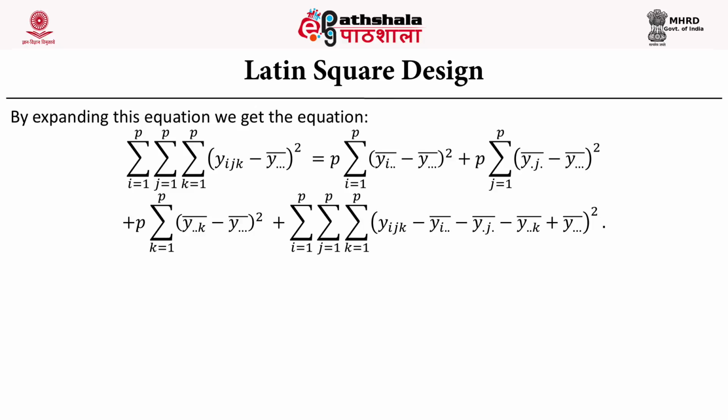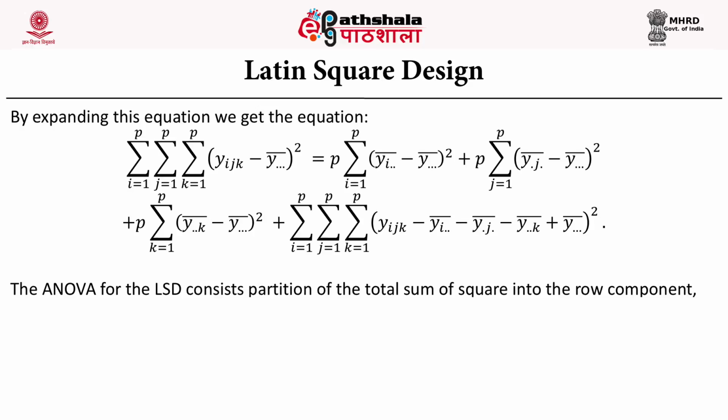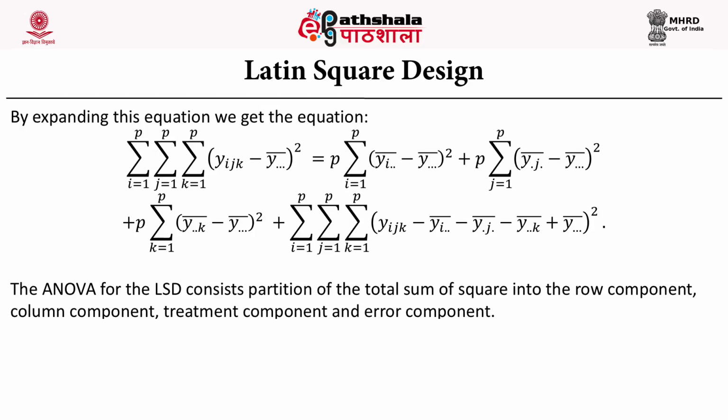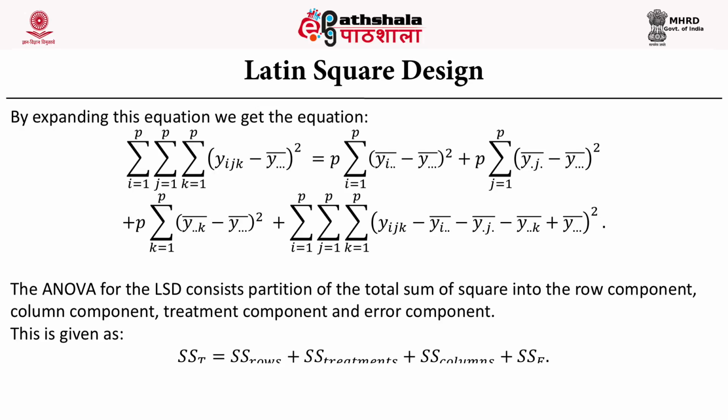plus p times the expression (y double dot k bar minus y triple dot bar) whole square, and the summation is over k and k varies from 1 to p, and plus the triple summation of (yijk minus yi double dot bar minus y dot j dot bar minus y double dot k bar plus y triple dot bar) whole square.